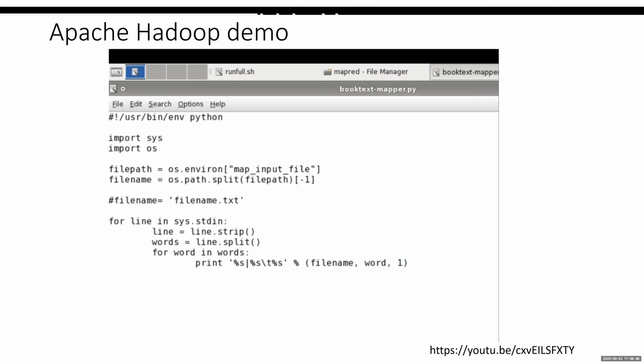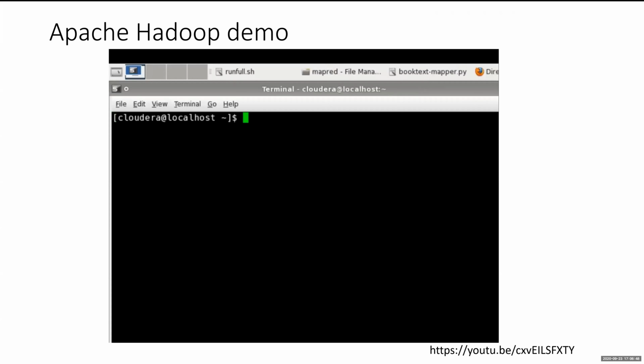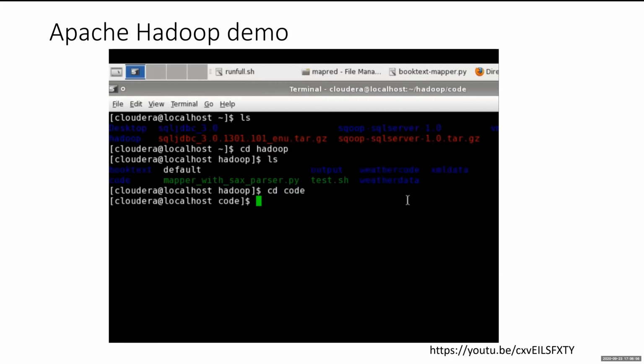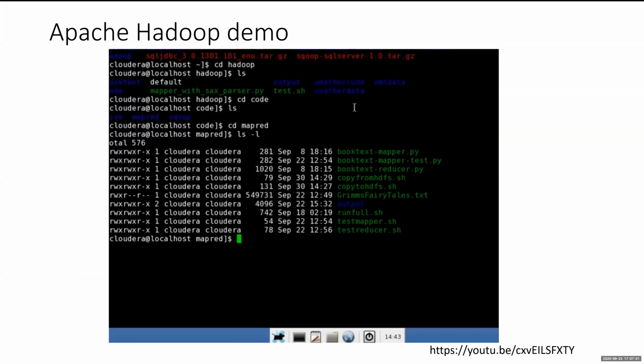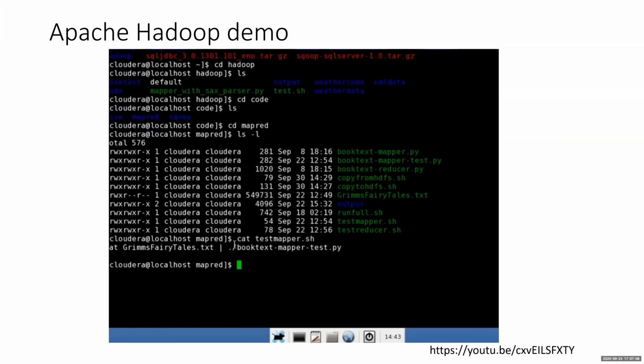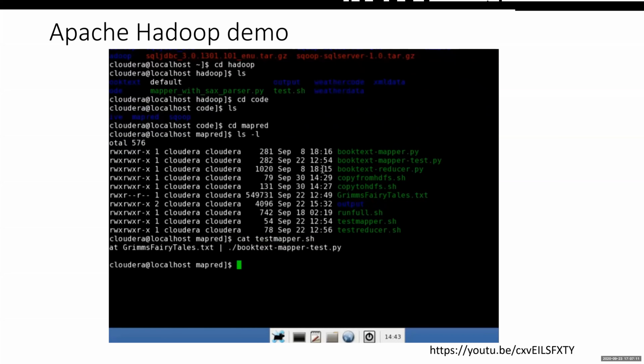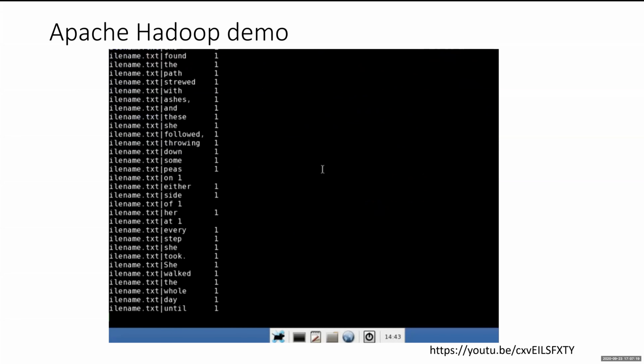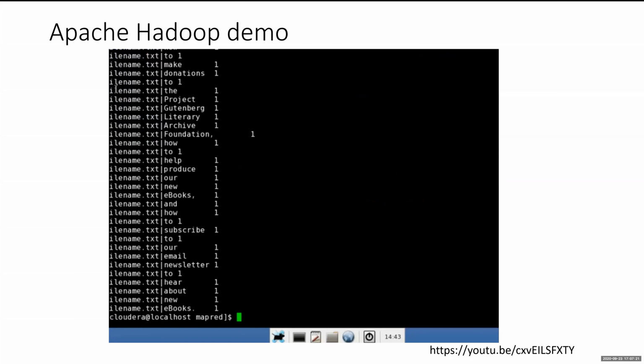So that's the mapper. And we can test that mapper to see how it works. Let me just open a command prompt here. And I'm going to go into my Hadoop code samples. If I go into MapReduce, I actually have a script called testmapper.sh, and that's going to take one of the books I have in my local folder, put it into the screen, and then run the mapper test on it, which is basically the same script we looked at, and see what it does. And this will help just so you understand what the mapper is producing.